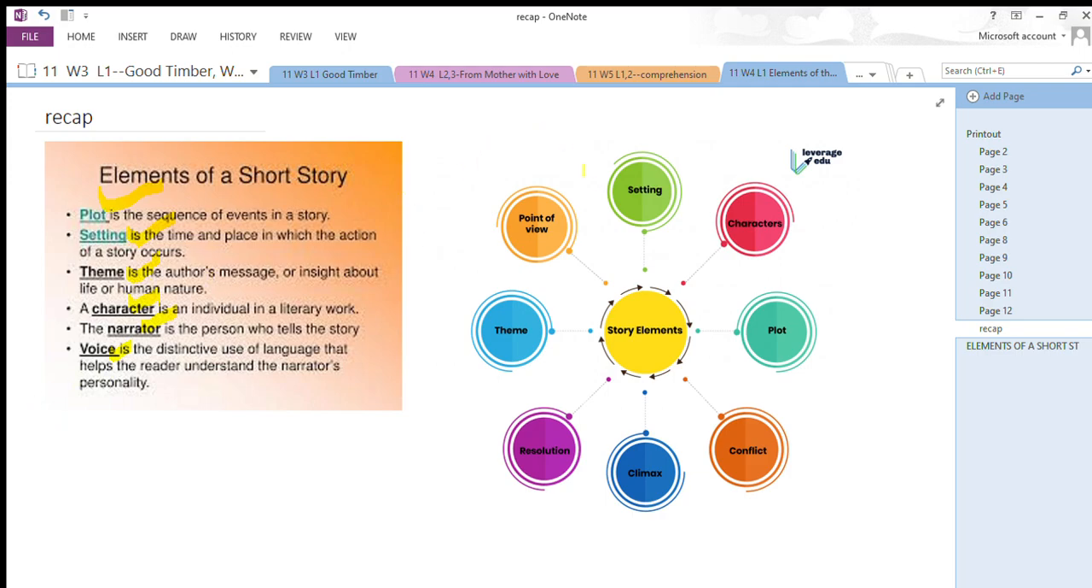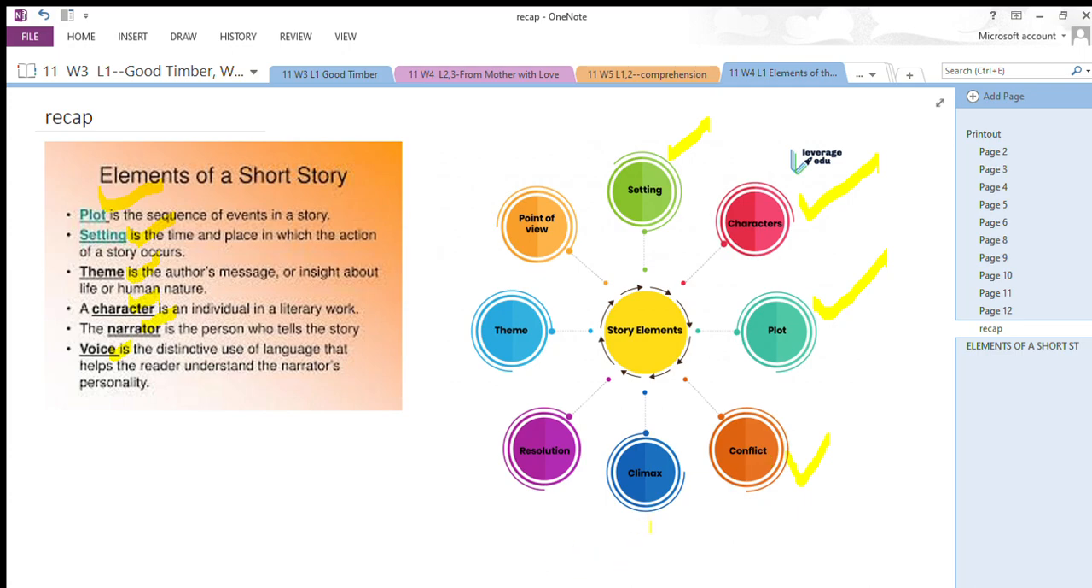Here you can see this mind map, story elements. We have the setting, where and when the story takes place, characters, it can be one, it can be two, or there might be more than two characters. They can be animated, they can be real. Plot, it refers to different events that take place in the story. Conflict is the main issue or the problem, which is the main part.